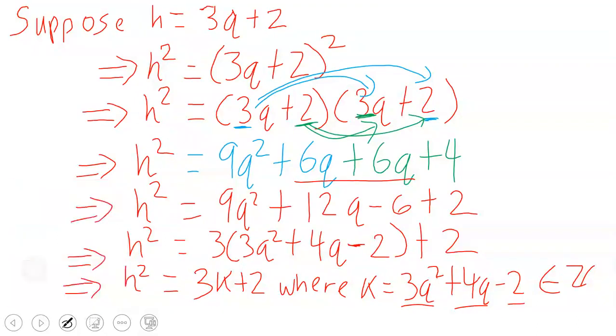Look at that. h squared is equal to what? 3k. That's interesting. Why do we have 3k plus 2? That's very interesting. We don't want it to be that, we want it either to be of the form 3k plus 1 or 3k.